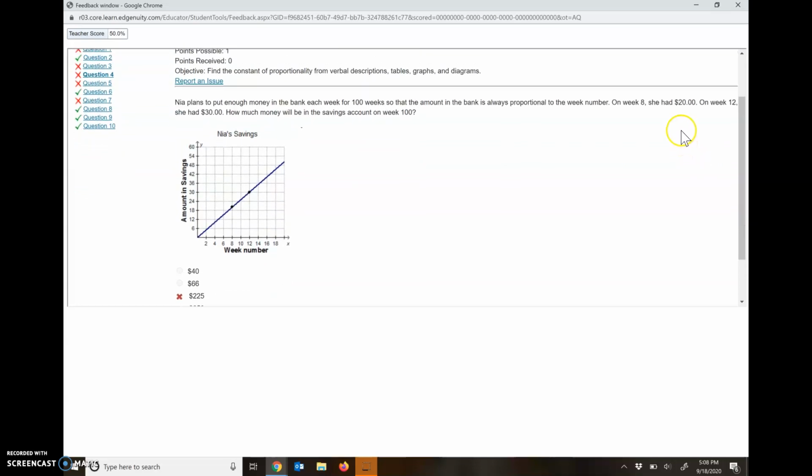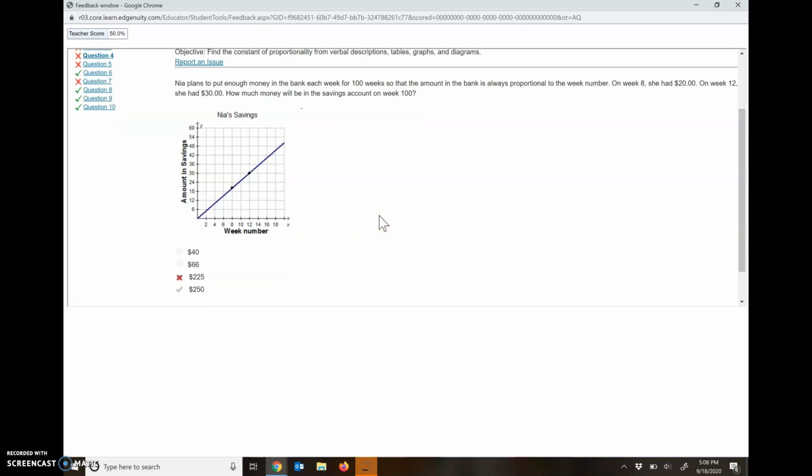So first, we have to figure out how much she put in each week. On week 8, she had $20, and then on week 12, she had $30. So we see how it went up $30 in 4 weeks. I'm sorry, $10 in 4 weeks. That means it's going to be $2.50 a week. So $10 in 4 weeks is the same as $2.50 in 1 week. And if she goes $2.50 each week for 100 weeks, so $2.50 times 100, she'd end up with $250.